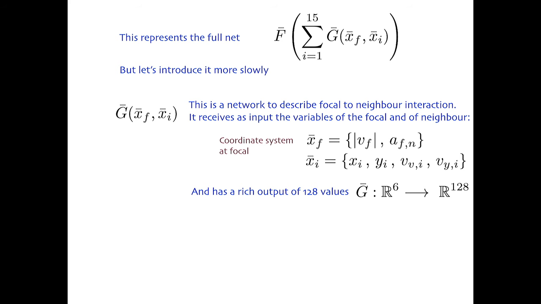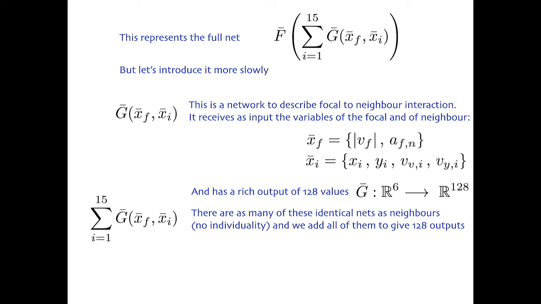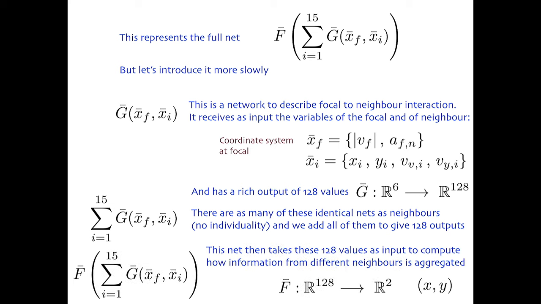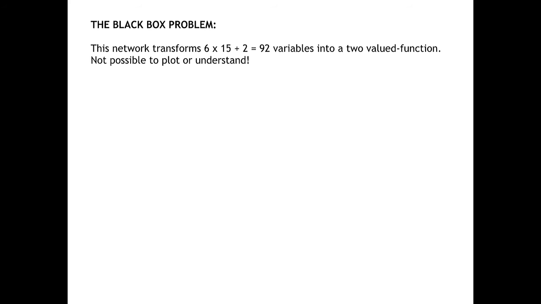So what we have after these little networks, G, is a sum of those little networks for my 15 individuals, and that has 128 outputs, and I have another network that takes the 128 outputs and transforms them into a future position of my focal animal. Okay, so that's a nightmare black box problem, because basically you have 6 variables per neighbor. We were using 15 neighbors, and there were two variables for the focal. That's 92 variables and lots of parameters.